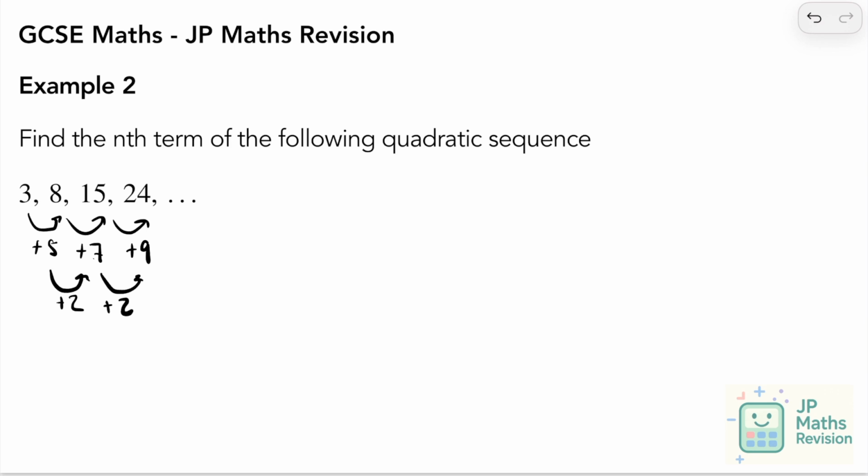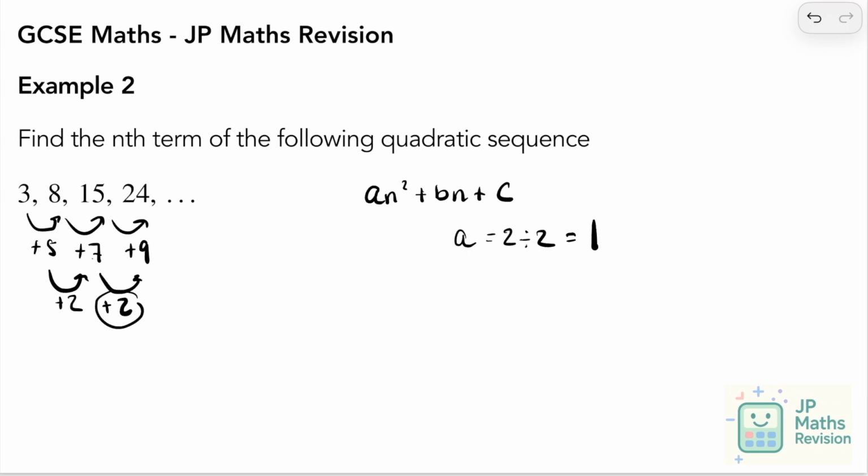So the first step, what we need to do is half the second difference. All quadratic sequences are of the form an squared plus bn plus c, where a, b and c are the constants to be found. So the first step is to half the second difference, and that gives us the value of a. So we have a equals 2 divided by 2 in this case, because the second difference is 2, and 2 divided by 2 is 1. So that is our value of a.